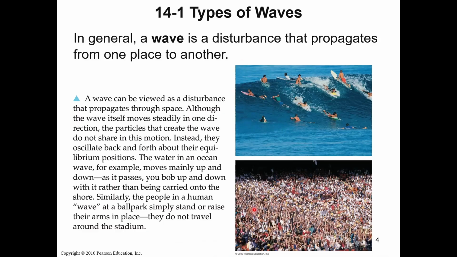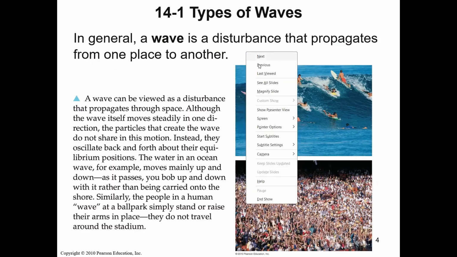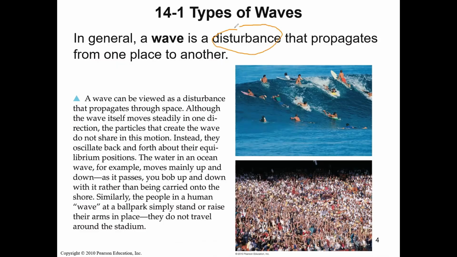So for a wave, there are basically two things. There is a disturbance. For the water, there is a peak. For the people, there are people standing up. And this disturbance can actually propagate in space. It propagates from one place to another. For the water wave, it can travel through different spaces in the sea, and for the people wave, it can travel from one side of the stadium to the other side. So there are two things in here: there's a disturbance and there's a propagation.